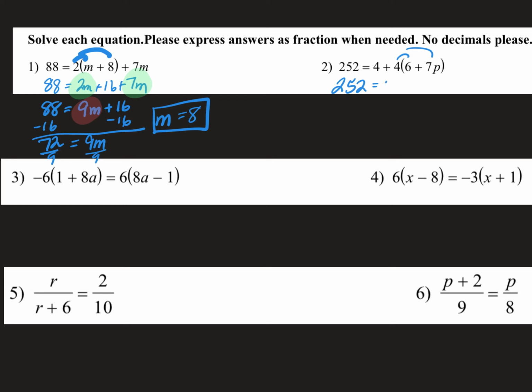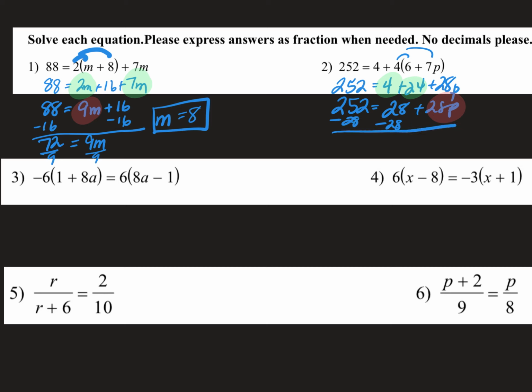252 equals 4 plus 24 plus 28p. Then I am going to combine like terms. The 4 and the 24 are like terms on the right side of the equal sign. So 252 equals 28 plus 28p. Next, I want to get the 28p alone. So I'm going to subtract the 28 from both sides.